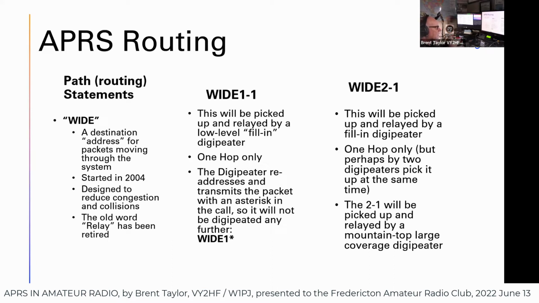A fill-in digipeater is one that's just there to cover off for little valleys and dead spots in the local APRS coverage. So a wide 1-1 packet, if it's heard by a digipeater, it will be received. The digipeater will then change the address of that packet and retransmit it, but put an asterisk in the call, wide 1 asterisk. That tells all the other digipeaters out there that if you hear this packet with an asterisk on it, don't do anything with it.